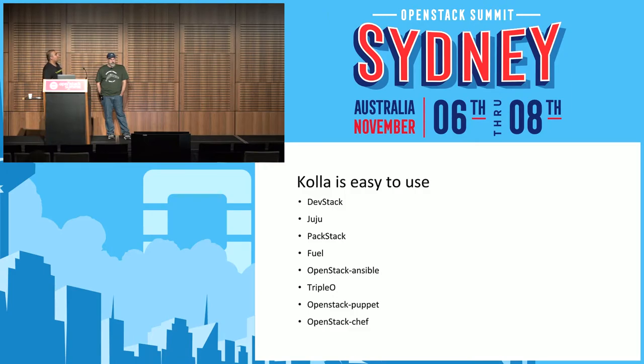TripleO, I had the learning curve to understand the overcloud, undercloud concept. And Chef and Puppet, there are many repos in OpenStack. So there's a Puppet repo for Neutron, Nova, Glance, Cinder, and then I had to learn Ruby. But using Kolla, all I had to do was provide the right config, and then boom, everything worked. I got a working OpenStack cloud up.